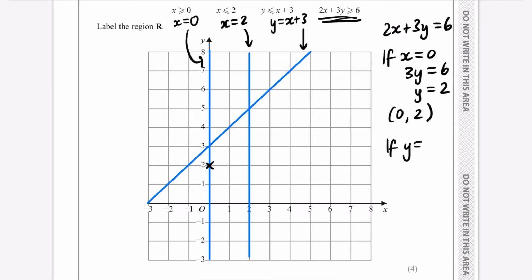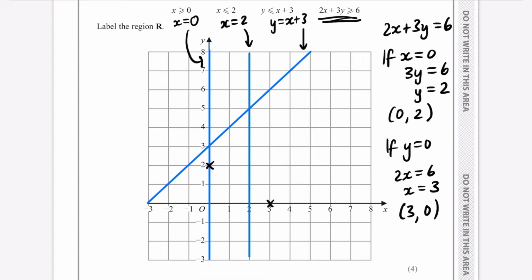If y is equal to 0, going back to this equation, you would get that 2x is equal to 6, which means that x is equal to 6 divided by 2, which is 3. So we have the coordinate x is 3 and y is 0. So now that we've done that, we can actually just plot the line by joining those two things together.